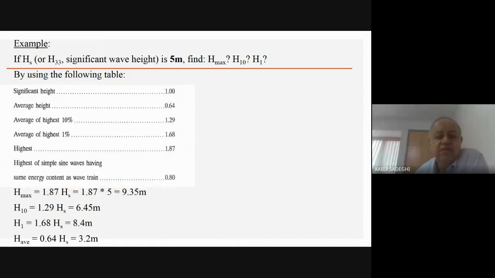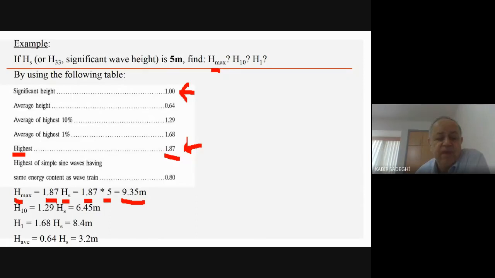Okay, let's calculate first H max. When you go to the table, you see one value of 1.87 times 1. If HS is 1, this is the base, and this is 1.87 times that. Therefore, I can write H max equals 1.87 times HS. Therefore, we multiply 1.87 times 5, which is 9.33.